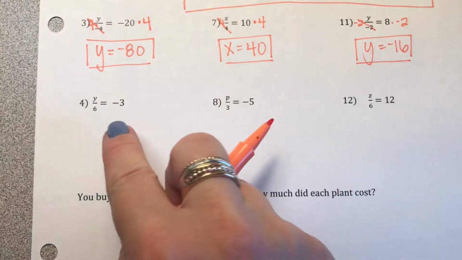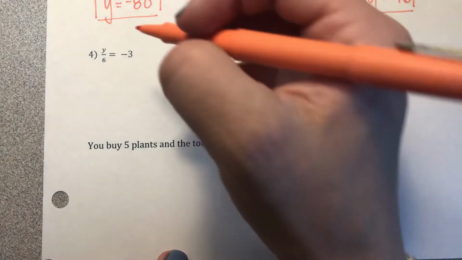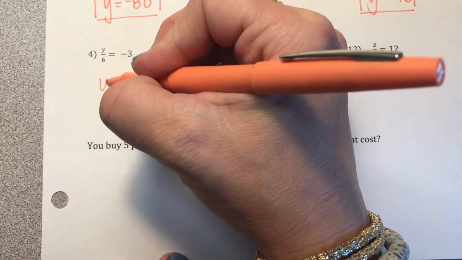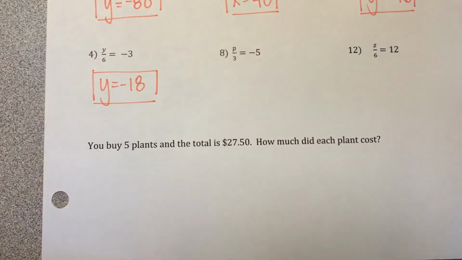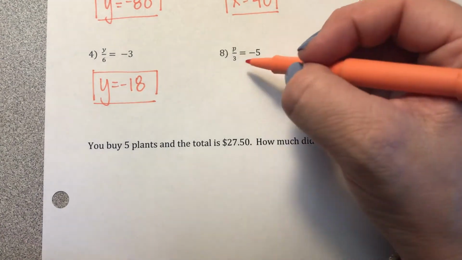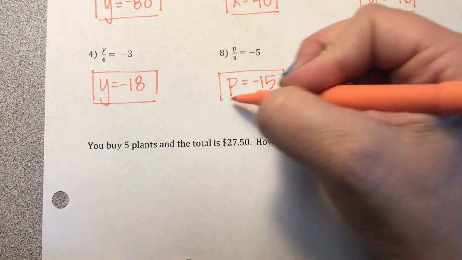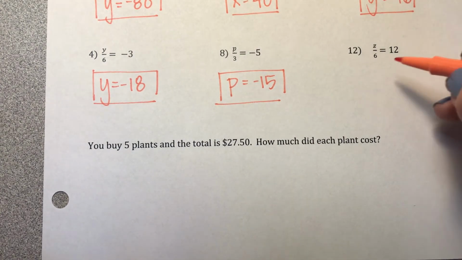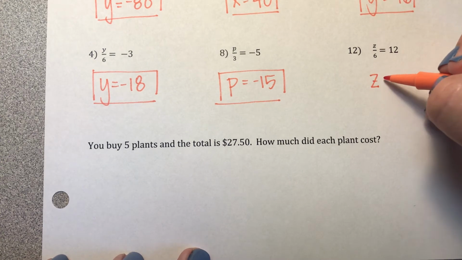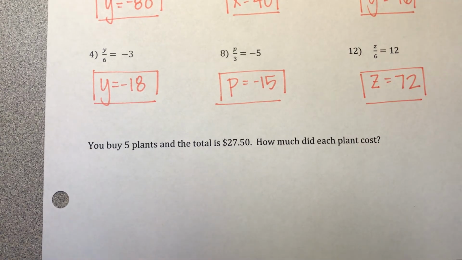So why don't you guys do 4, 8, and 12, and then we'll check your answer. On 4, you should have got -18 because we're multiplying both sides by 6. On number 8, you should have got p equals -15 because we're multiplying both sides by 3. And on number 12, you should have got z equals 72 because you're multiplying both sides by 6.